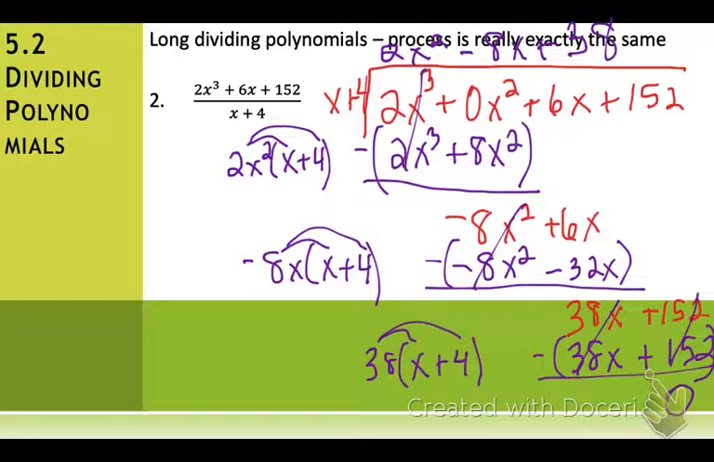Nice. So we could actually say that since it does not have a remainder, x plus 4 perfectly goes into 2x cubed plus 6x plus 152. In other words, we can say that x plus 4 is a factor of 2x cubed plus 6x plus 152. I'm going to start using that language more and more. X plus 4 is a factor of 2x cubed plus 6x plus 152.